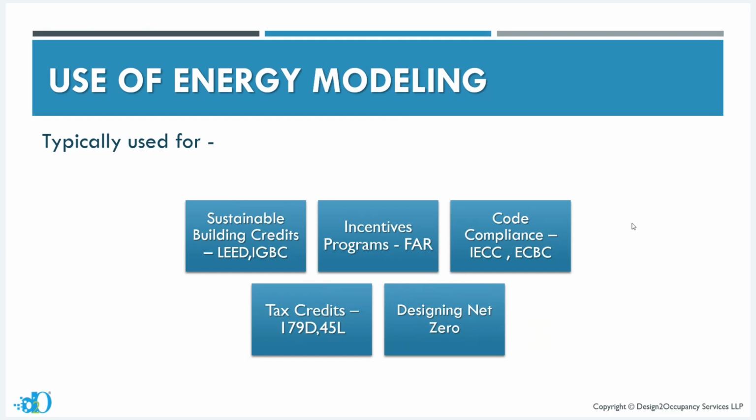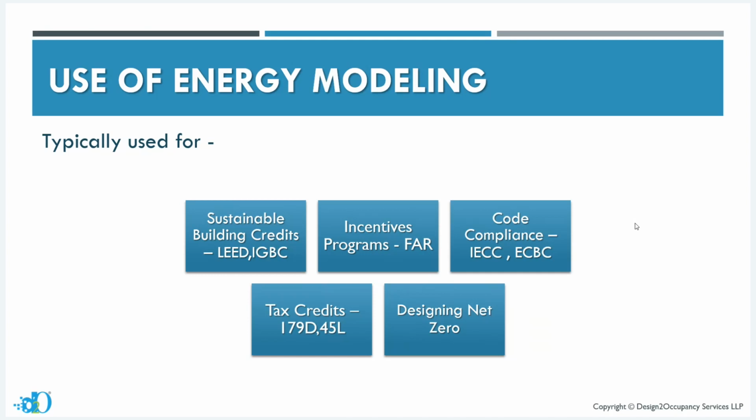Then we have the code compliance, like various code compliances are available. IECC, International Energy Conservation Code, ECBC, which is our Indian energy code. So to comply with all these codes, we need to do energy modeling as per the criteria of every compliance, because every compliance has a different baseline reference. Normally for IECC, we use the ASHRAE standard. For ECBC, we have our own standard, and for IGBC projects, we use ASHRAE 90.1 for India. So these are the things we use for the code compliance.